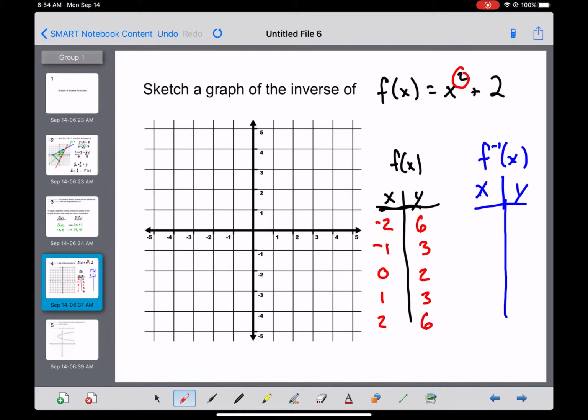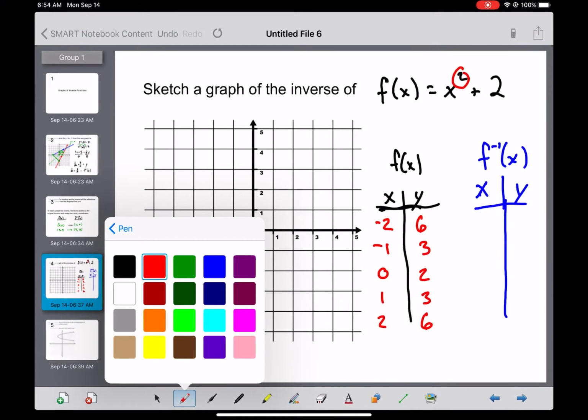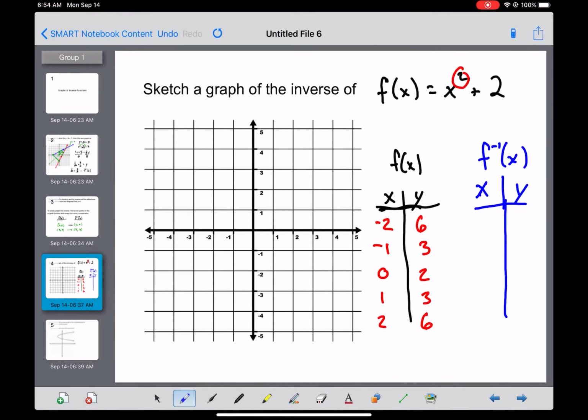So these would be points on the original function, which again is not what we're trying to graph. We are trying to graph the inverse. So now I'm just going to take these and invert them, swap the x and the y. So the point -2, 6 on the original function would give me a point at 6, -2 on the inverse. Then 3, -1. Then 2, 0, 3, 1, and 6, 2.